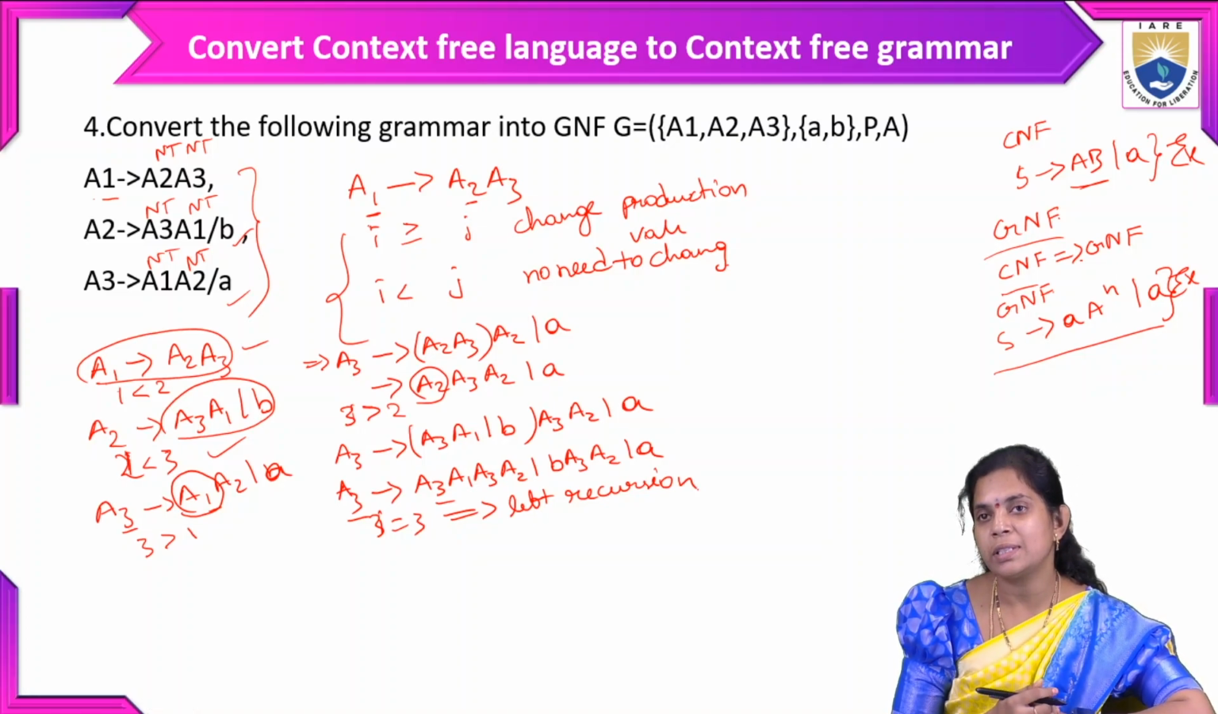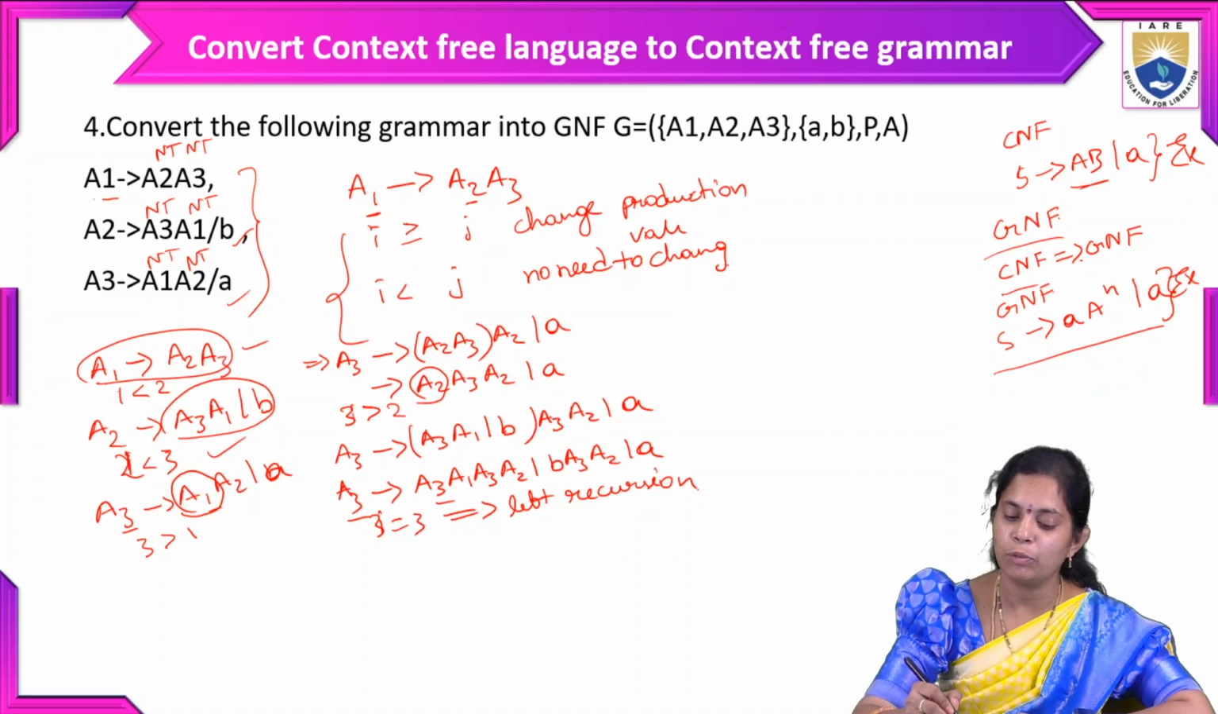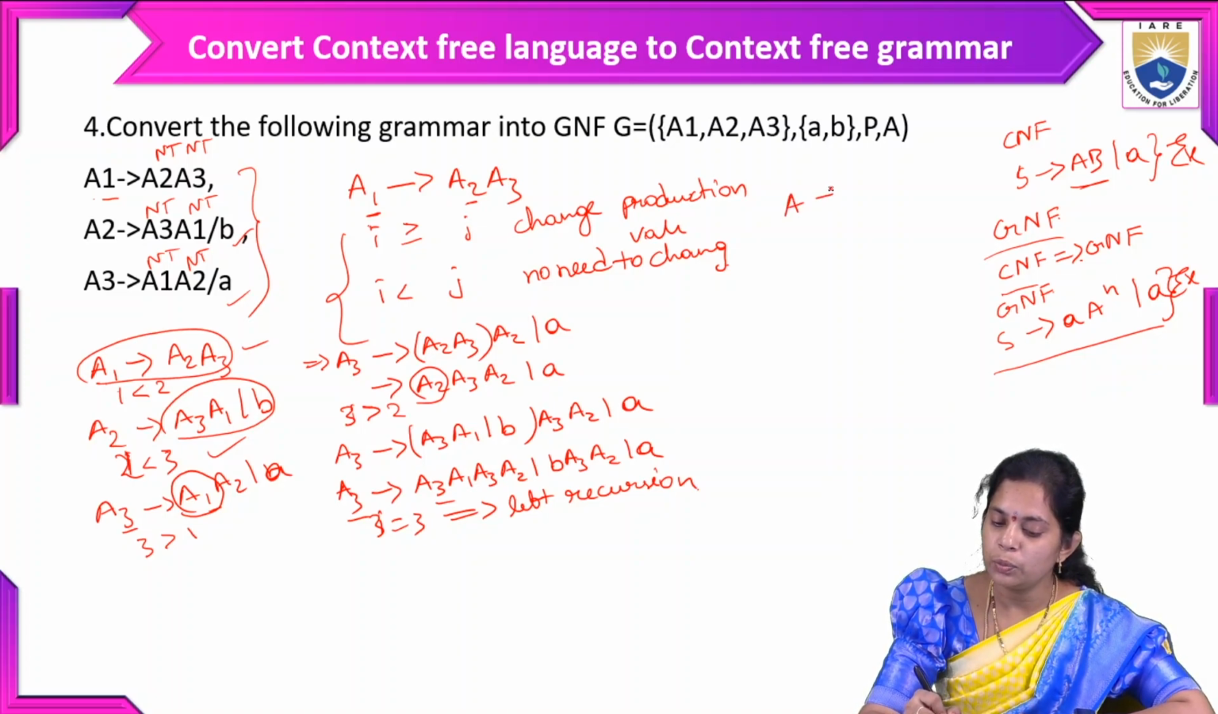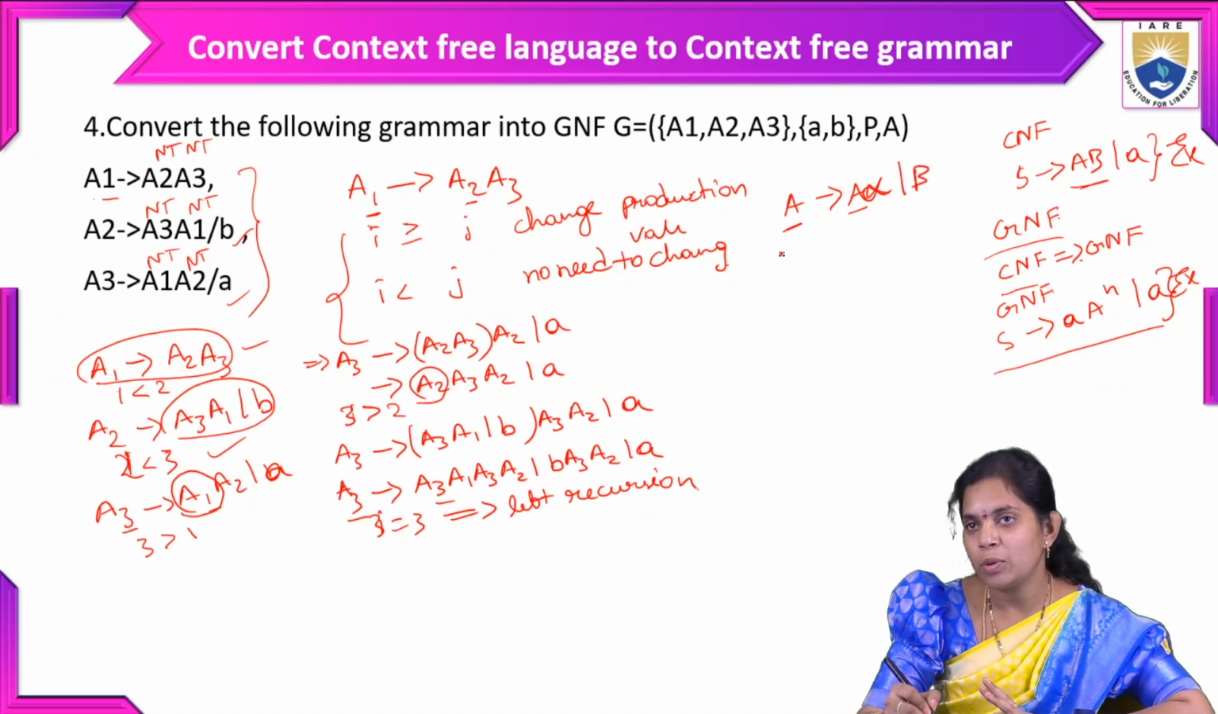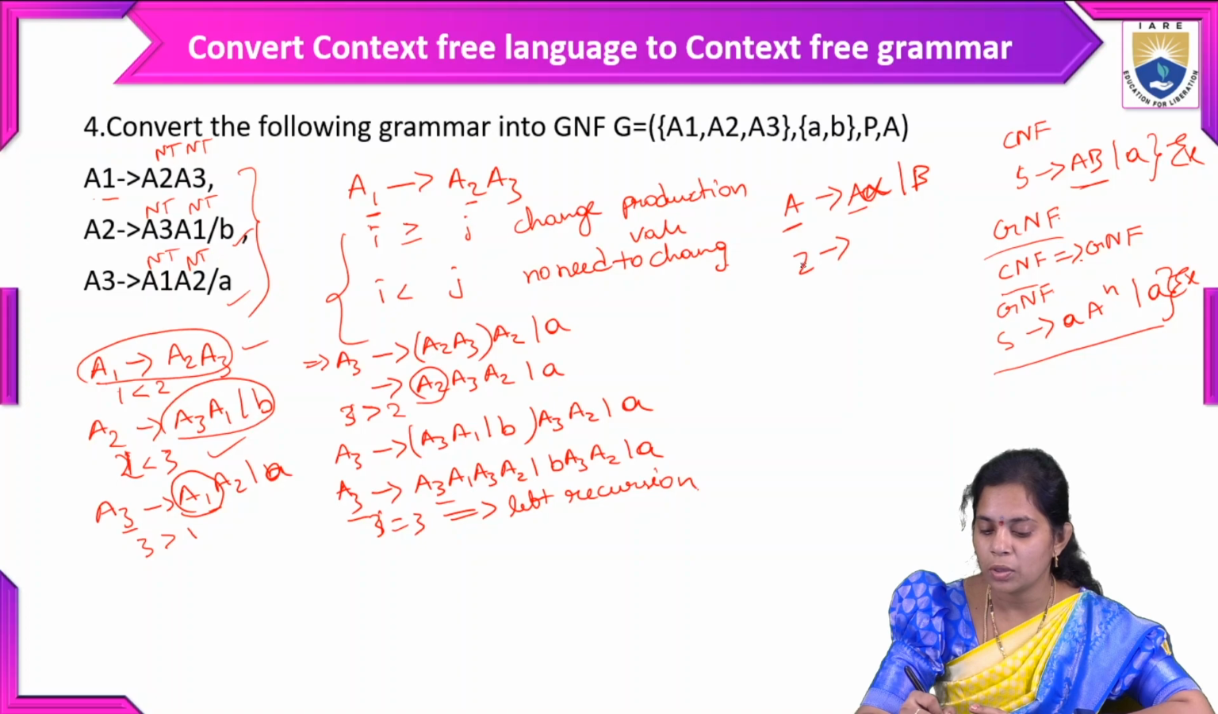So how do we remove this left recursion? We have an equation A tends to A alpha, so these two A values are the same, and A alpha and beta. If the equation is like this, we need to introduce a new variable called Z. So Z tends to beta Z epsilon, and here A tends to, and again we need to write this equation.